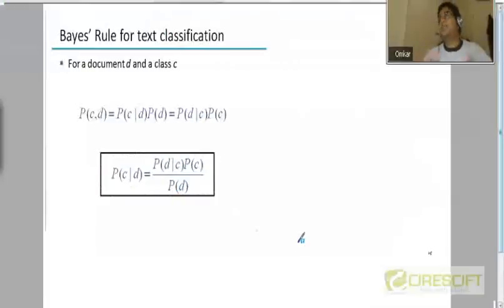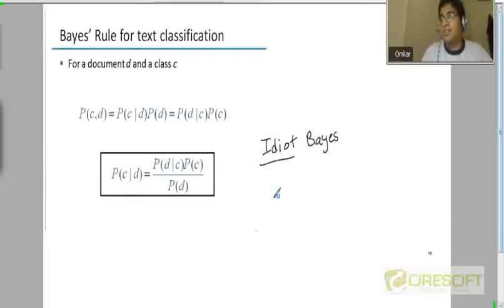Recall that the naive Bayes algorithm fundamentally uses this particular mathematical theorem called Bayes theorem. That's where the word Bayes comes into the algorithm. The name is naive Bayes. Sometimes it's also called idiot Bayes because it's the simplest kind of classification algorithm, and it's not as sophisticated as, say, support vector machine based classification.